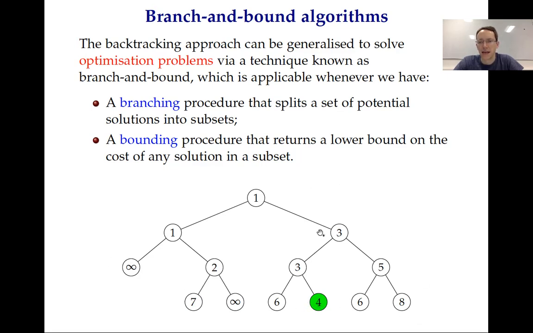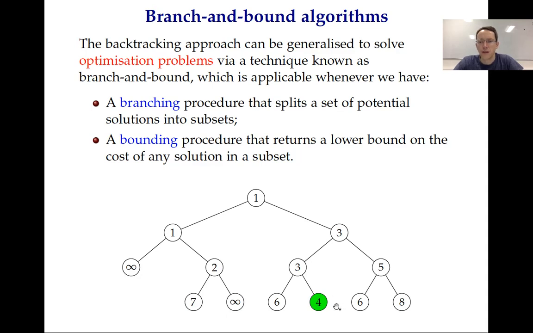And each of these vertices above this is specifying subsets of the solutions, and it's associated with some lower bound on the cost of these solutions. So for example, here we have 2, which is a lower bound on 7 and infinity. Here we have 3, which is a lower bound on 6 and 4. And so on, we continue from there. And the point of these lower bounds is that they enable us to sometimes throw away parts of the tree.